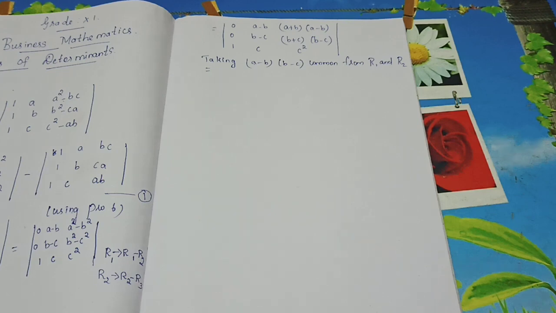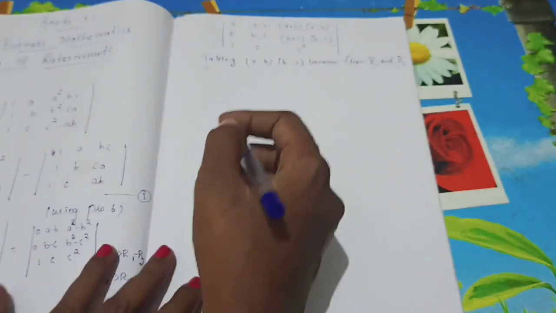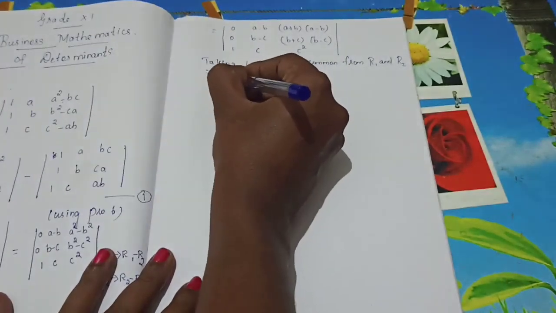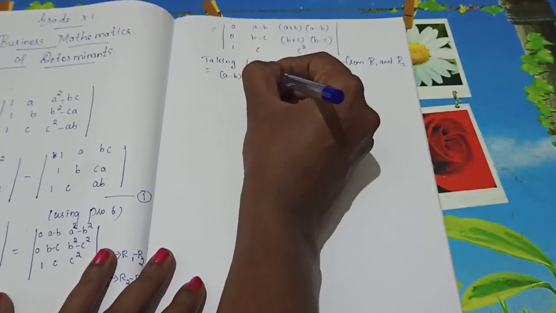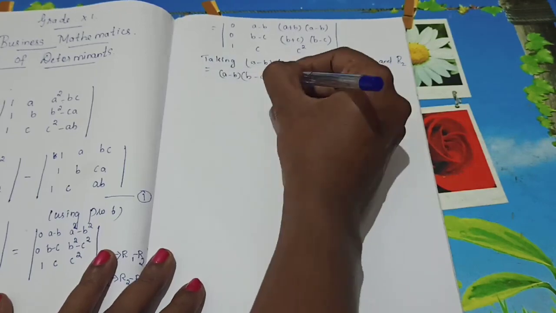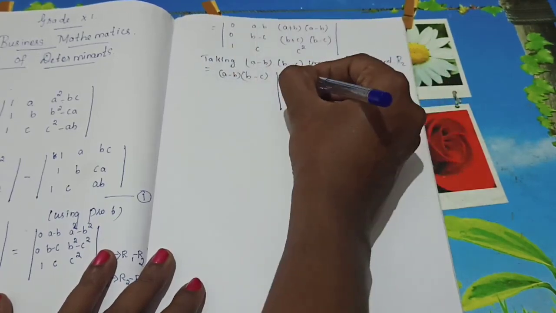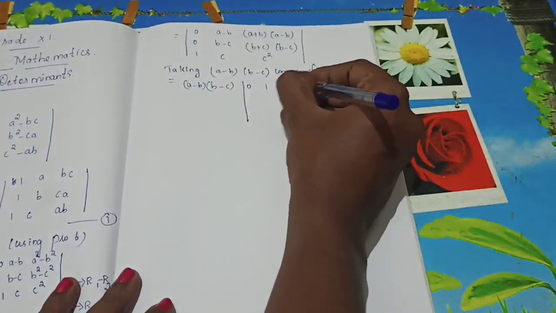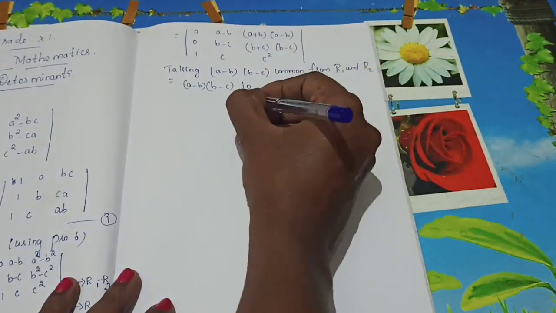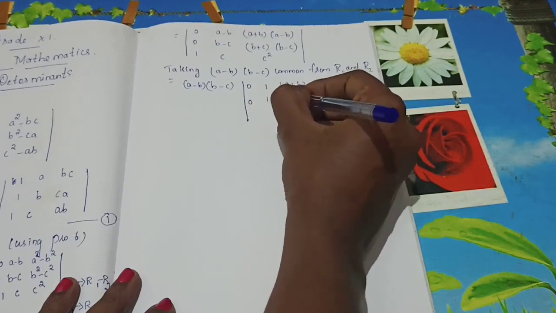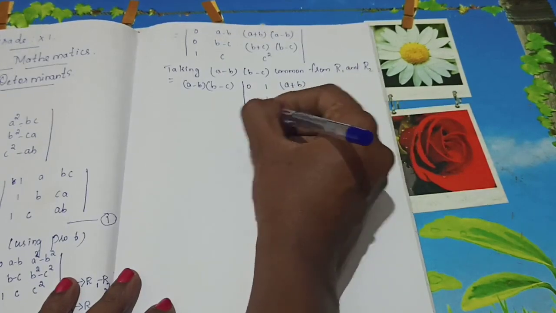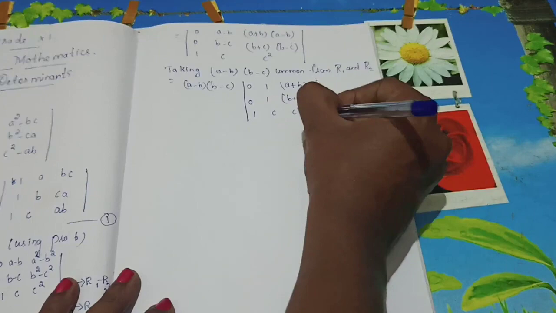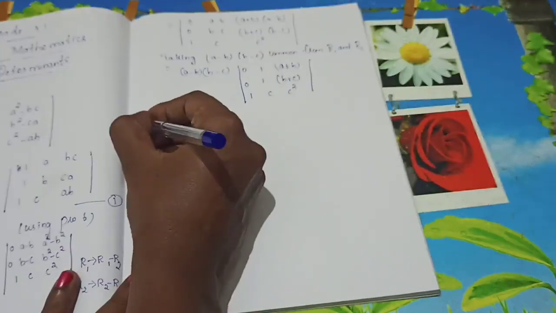So from R1 and R2, here A minus B and B minus C I have to take outside. So 0, this A minus B will become 1. Okay. Then next one, A minus B I took outside, so A plus B is the balance. Then 0, this one I have to go outside, so B plus C is the balance. 1, C, C square. Okay.